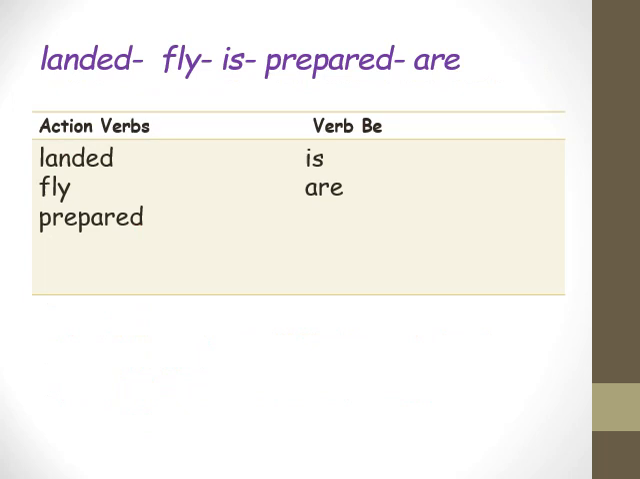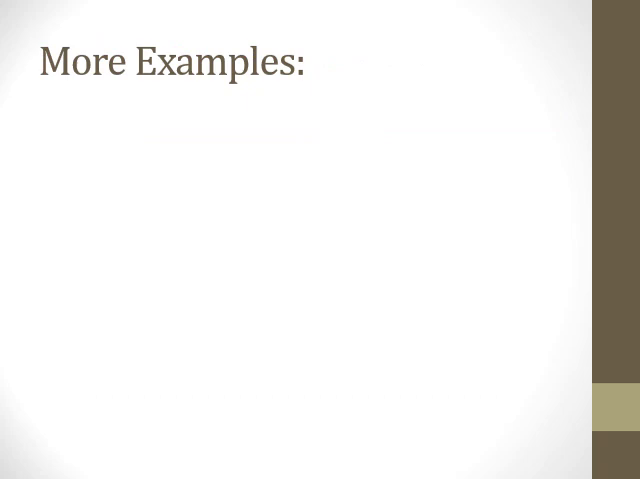So if I want to group them, I say that I have landed, fly, and prepared as action verbs because they show actions. And I have 2 verbs under the title of verb to be, which are is and are. So, if I want to give more examples, can you give more examples on action verbs other than prepared and landed and fly? We have plenty and many verbs classified as action verbs.